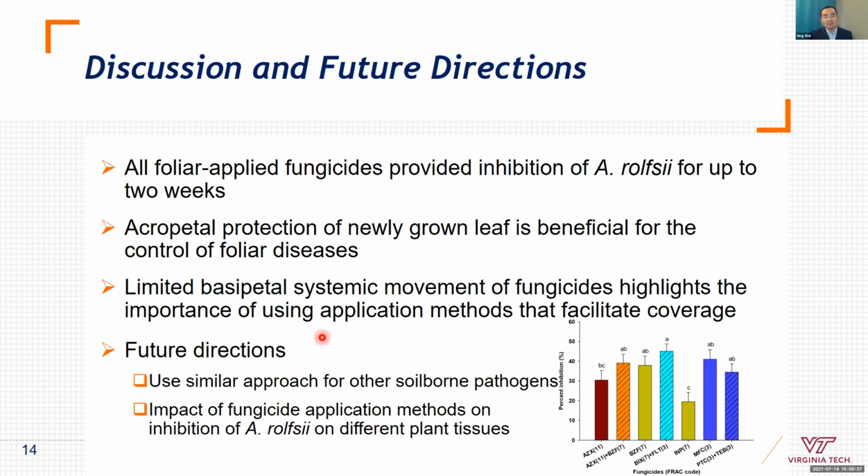For future directions, we can use similar approaches on other soil-borne diseases, such as Sclerotinia minor, which causes Sclerotinia blight. It's another important disease in the Virginia and Carolina region. And secondly, we can also examine the impact of different fungicide application methods on the inhibition of S. rolfsii on the different plant tissues.